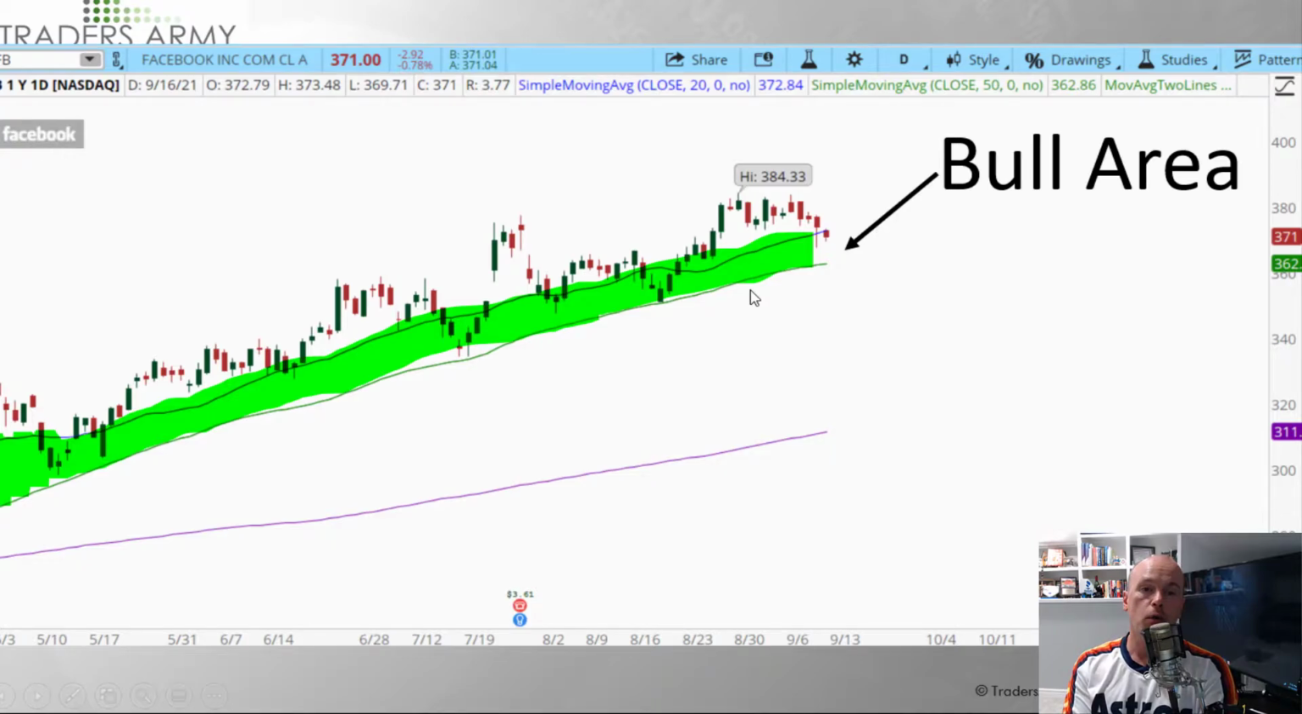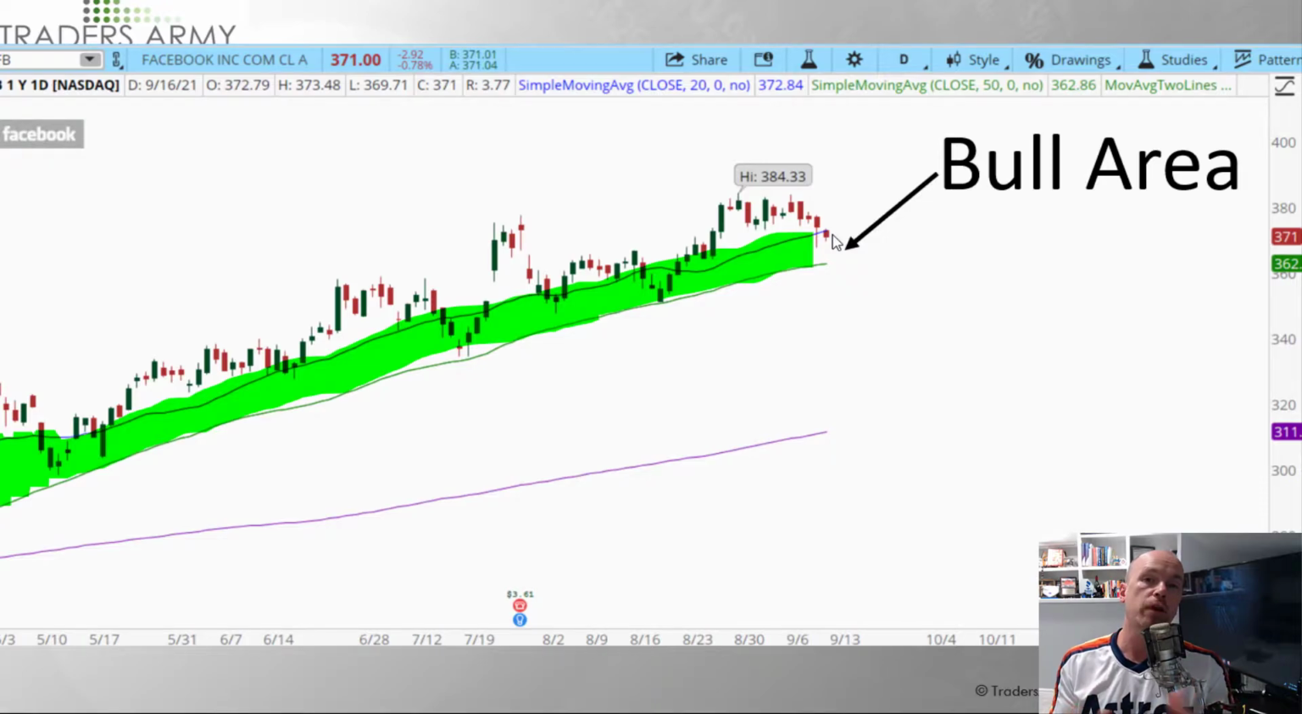We also know that it is pulled back a little bit to an area where there could be a buying opportunity. Now, what's interesting about this is that when I first learned this style, one of the things that I learned was that the 20-period moving average was the retail trader average. A lot of retail traders use that 20-period moving average.